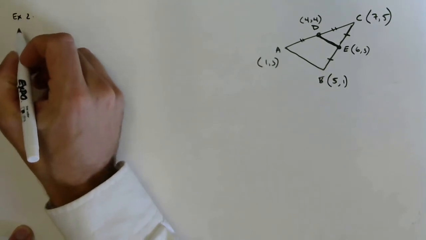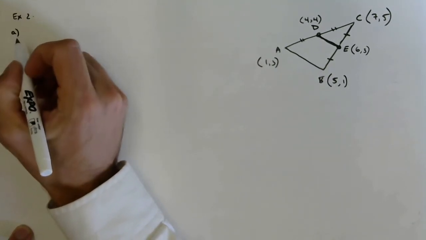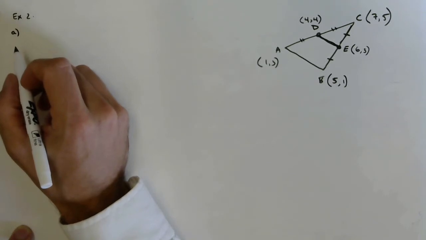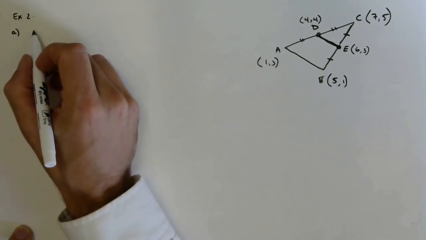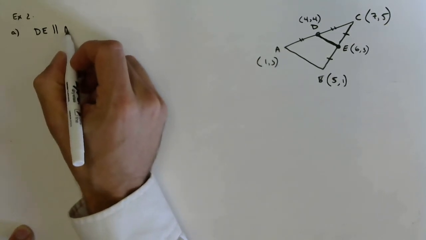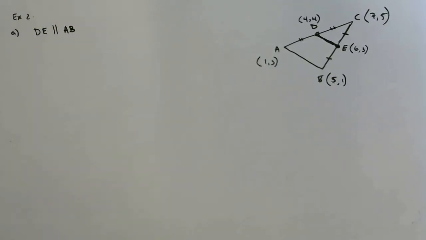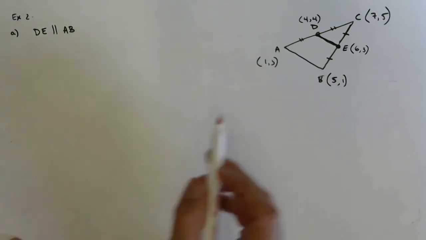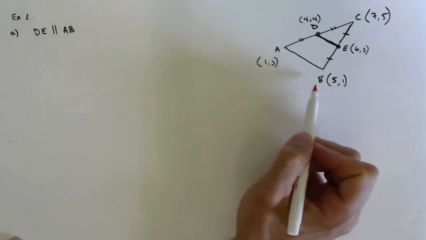Example 2, A. In A, we're going to verify that DE is parallel to AB. Okay? So what are we talking about if we're talking about parallel? Same stuff. We're talking about slope. So I need to find the slope of DE and the slope of AB.